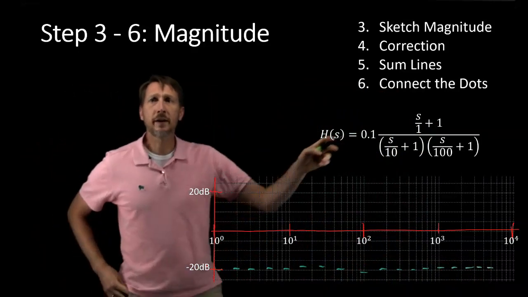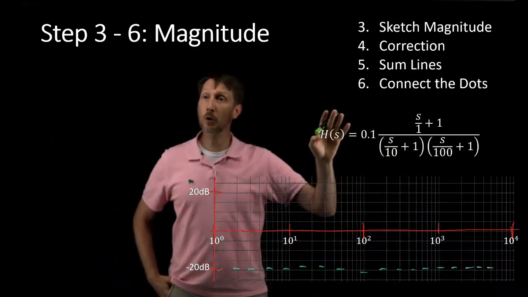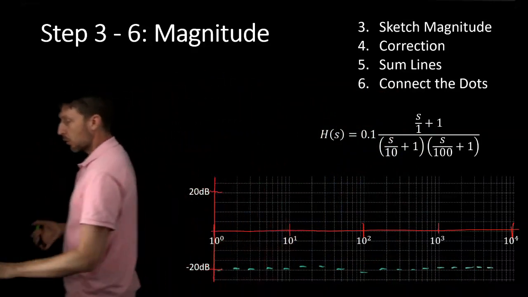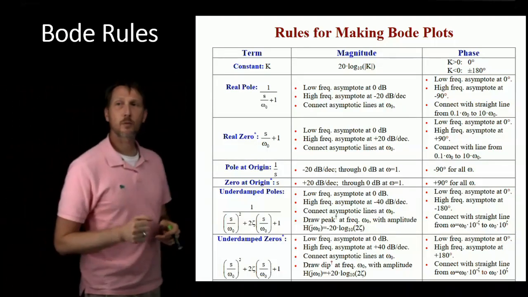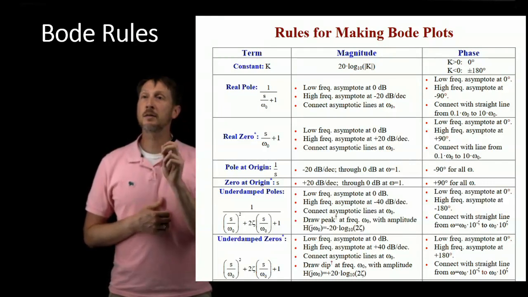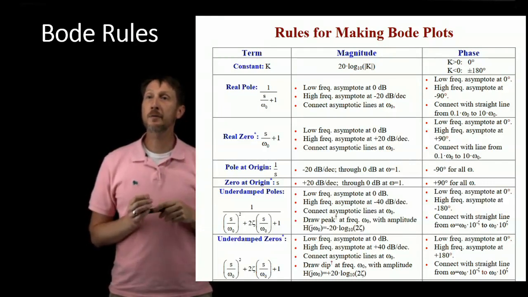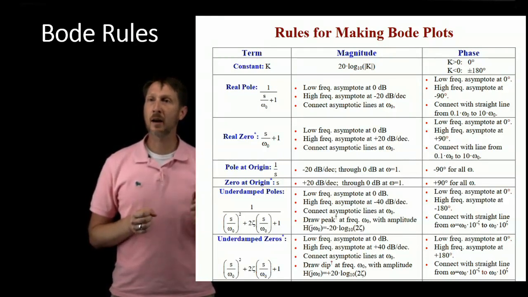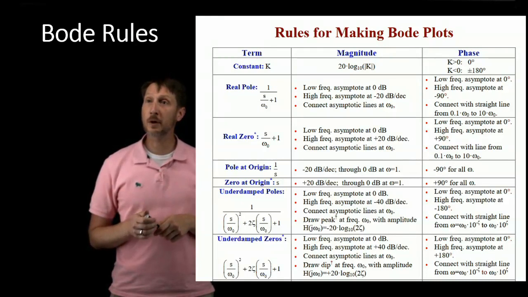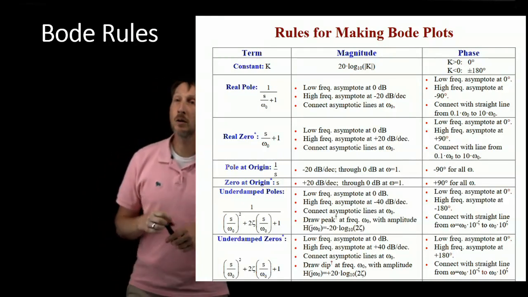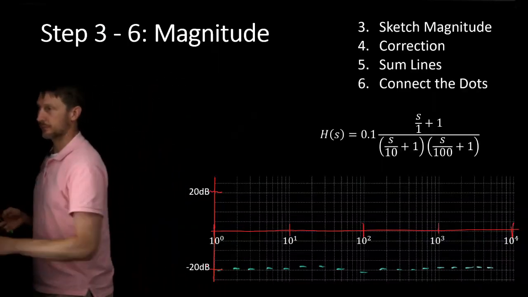The next thing we can do, we can look at our zero. Because it's in the numerator, it's going to be a positive 20 dBs per decade. We can also go and look at the rules for Bode plots if we forget. So we're going to start off with a real zero. Low frequency asymptote at 0 dBs, high frequency asymptote at 20 dB per decade, and we're going to connect the asymptotes at omega naught. For the zero in our expression, we have s divided by 1, so it's going to be connected at omega equal to 1.